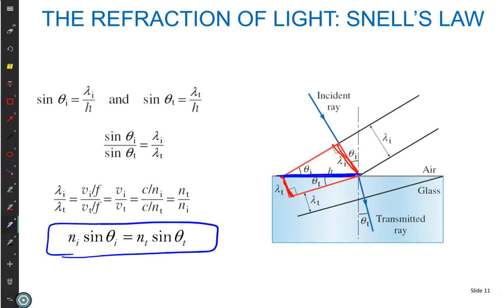So here I'm using a prism, and you can see with the prism there's some cool stuff like, just look at the direction of the light here.